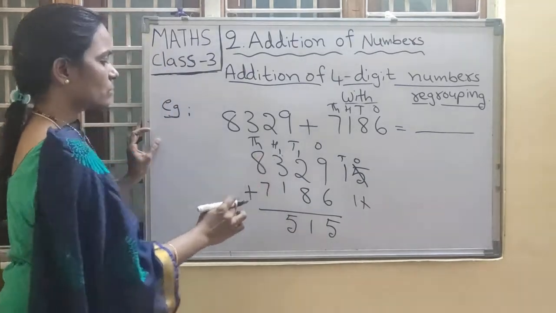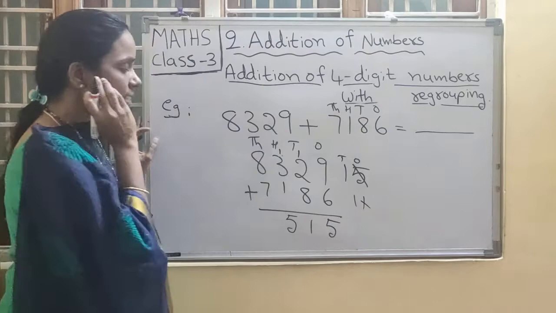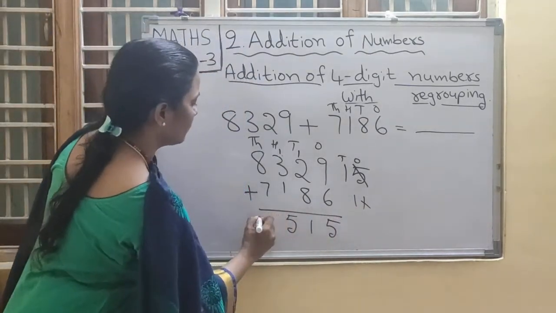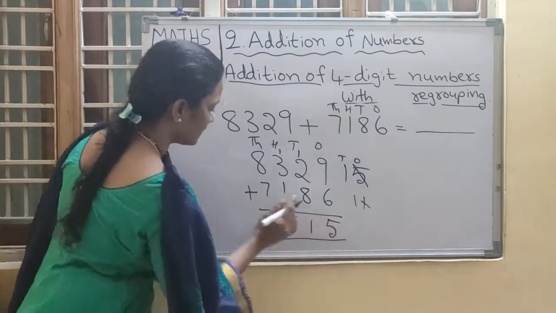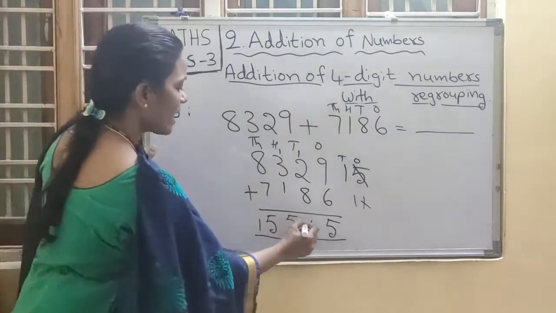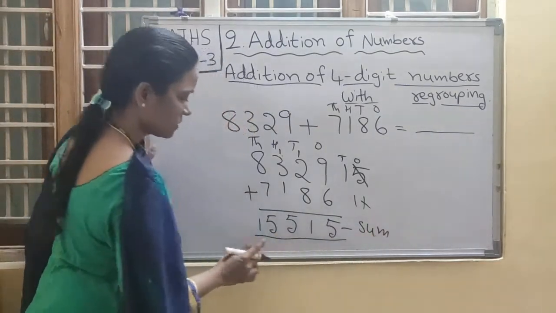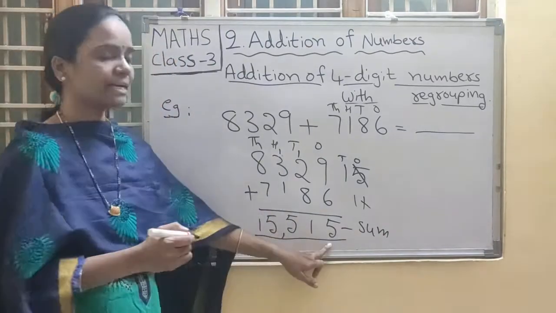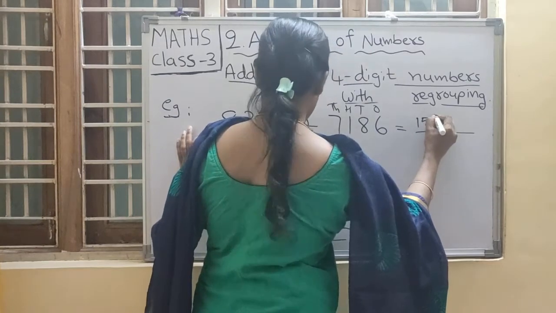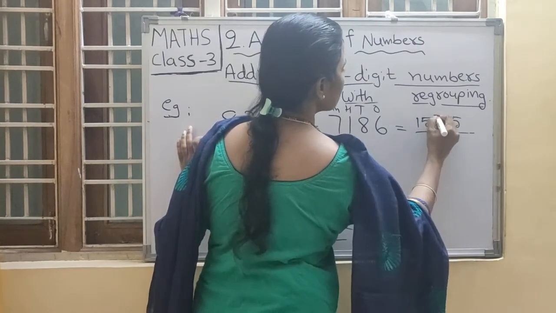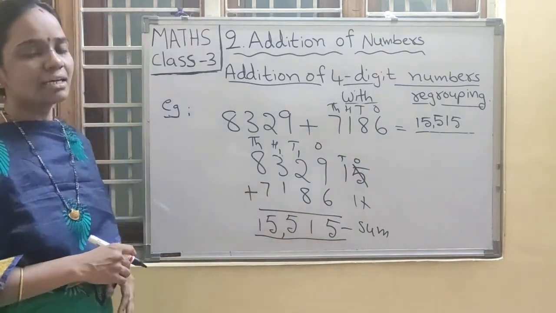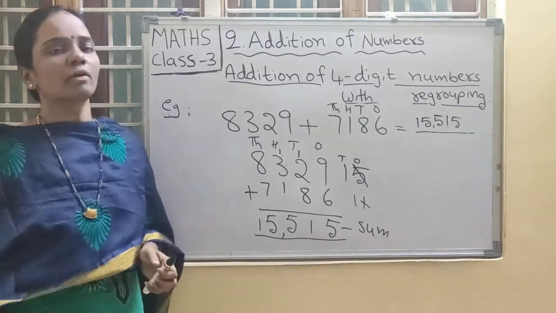Okay. Next, go to the thousands place. 8 plus 7, how much, children? Very good. 8 plus 7 is 15. We have to write it completely there. Afterwards, we don't have any more numbers. So 15,515 is the sum. What is the answer? 15,515. So write the answer here. 15,515 is the answer. The answer is known as the sum. Have you understood, children? Yes. Note it down, children. Very good.